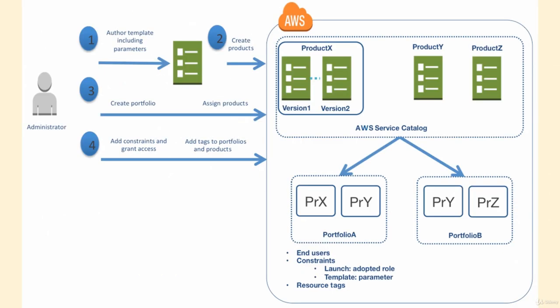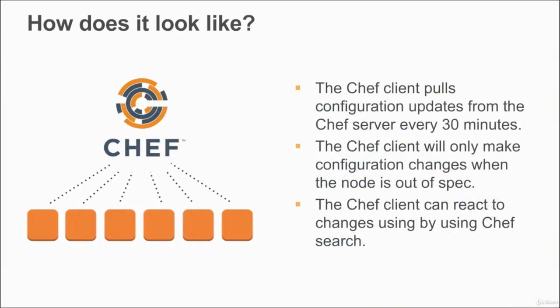After you have performed these steps, you want to administer these things based on different versions. You could set up portfolios. You could create portfolios, assign the product, add constraints, and grant access, adding tags to portfolios and products. You could author templates, including parameters, and create parameters yourself.